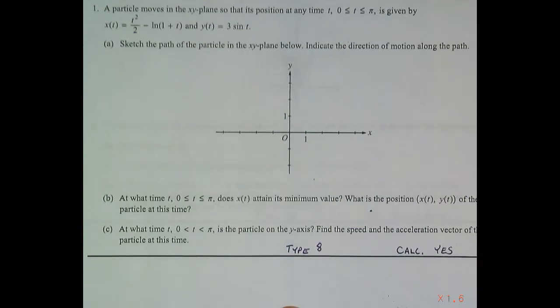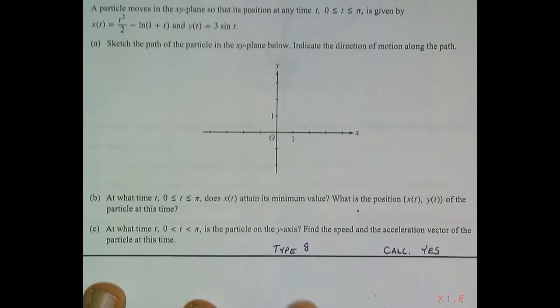Today we are going to be talking about the AP Calculus Free Response question from 1999, the BC test question number 1. And I've classified this question as a type 8 question because it has to do with parametric or vector calculus, and on this test it was a calculator active question.